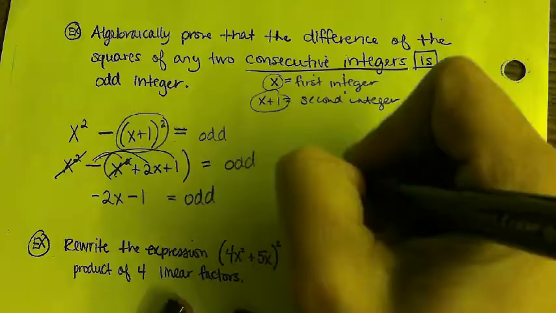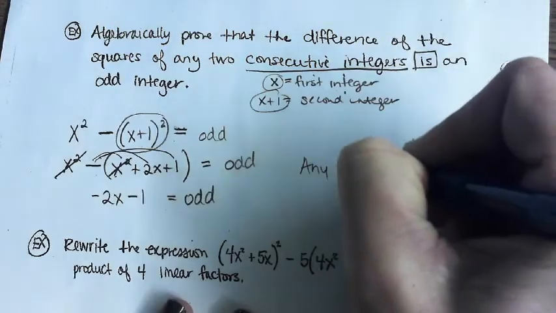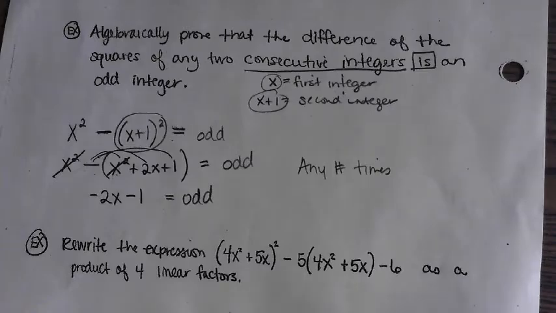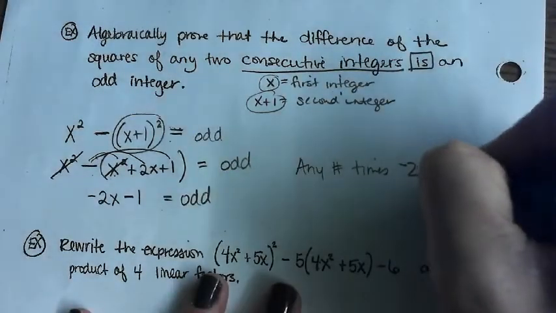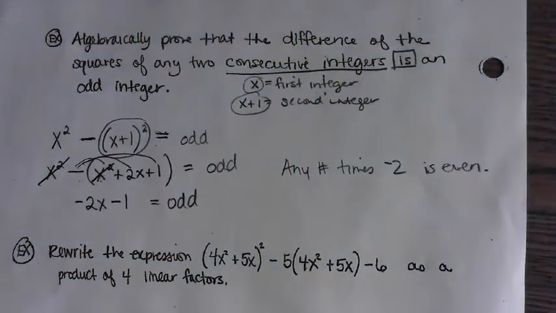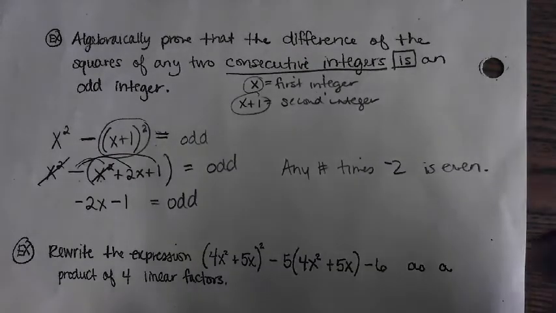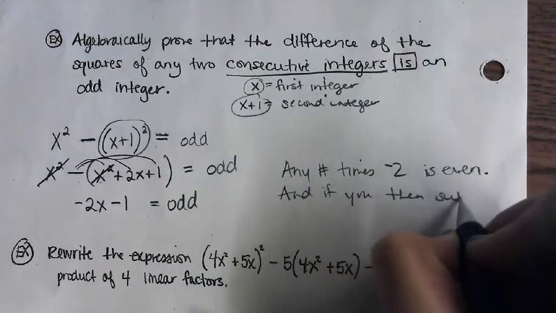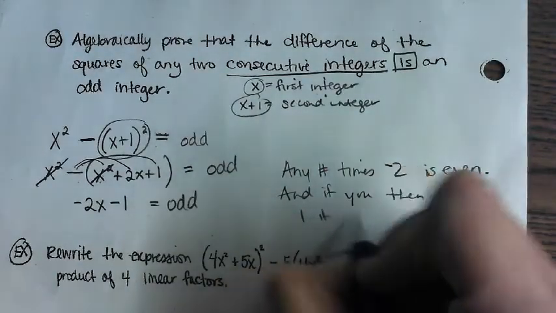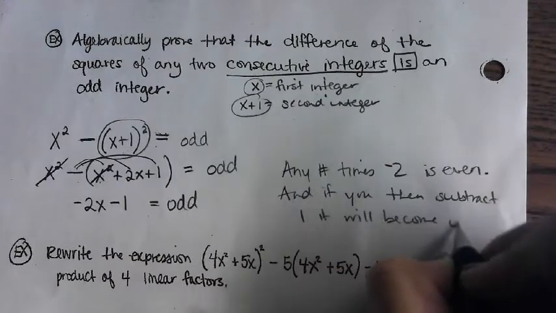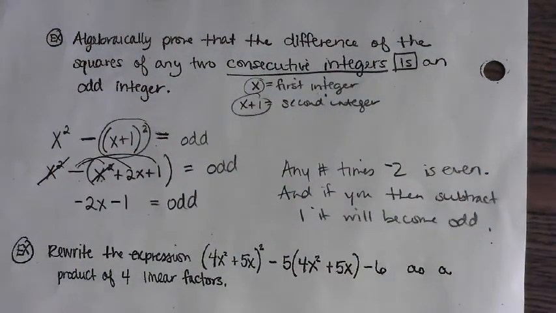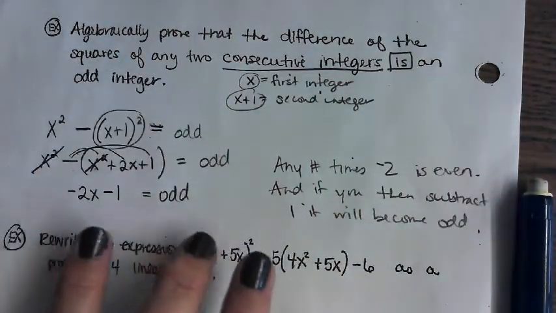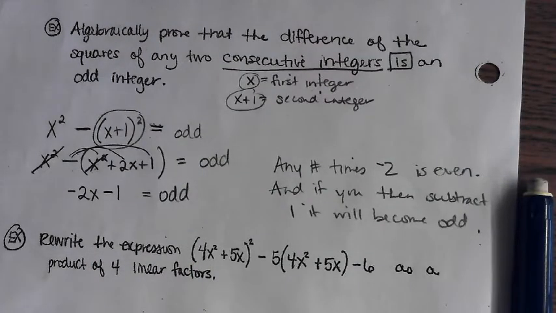Any number times 2, or in this case, times negative 2, is even. And if you then subtract 1, it'll become odd. Good. So it is kind of a mixture of an algebraic proof, but then I think it needed to be supplemented with some explanation as to how you're sure that's an odd number, and that was perfect.